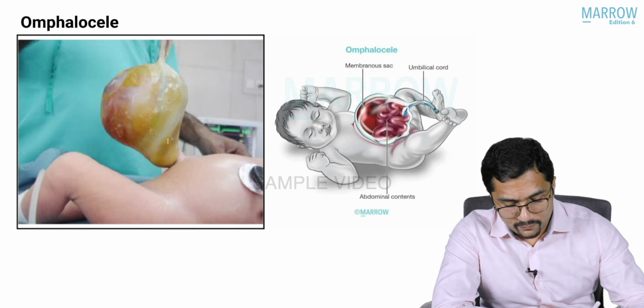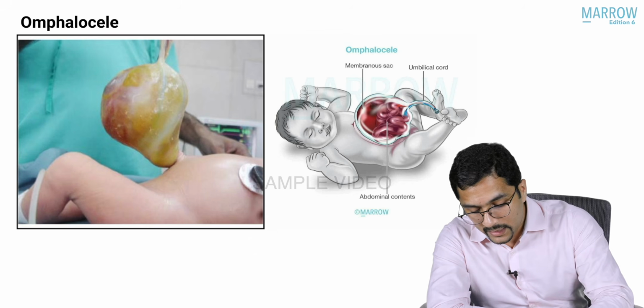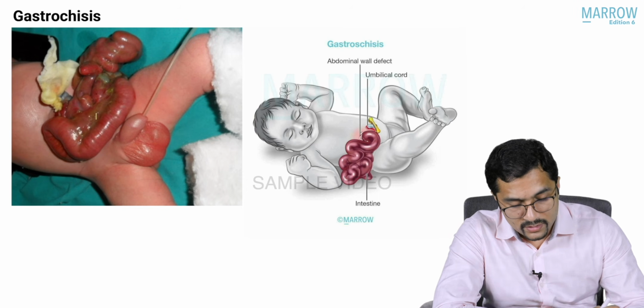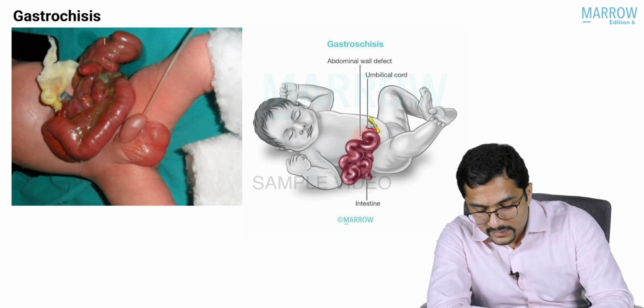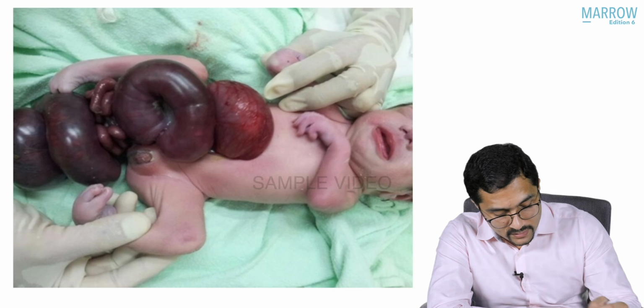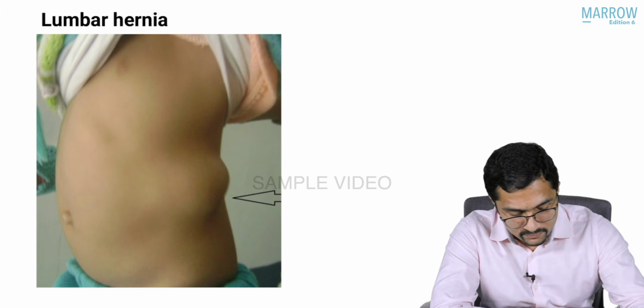So you can see here, omphalocele will be through the umbilicus. It will be covered with a membrane. Gastroschisis, on the other hand, you can see the bowel is lying exposed. It is not covered with a membrane. That is gastroschisis. This is another case of gastroschisis where it is not covered with a membrane.